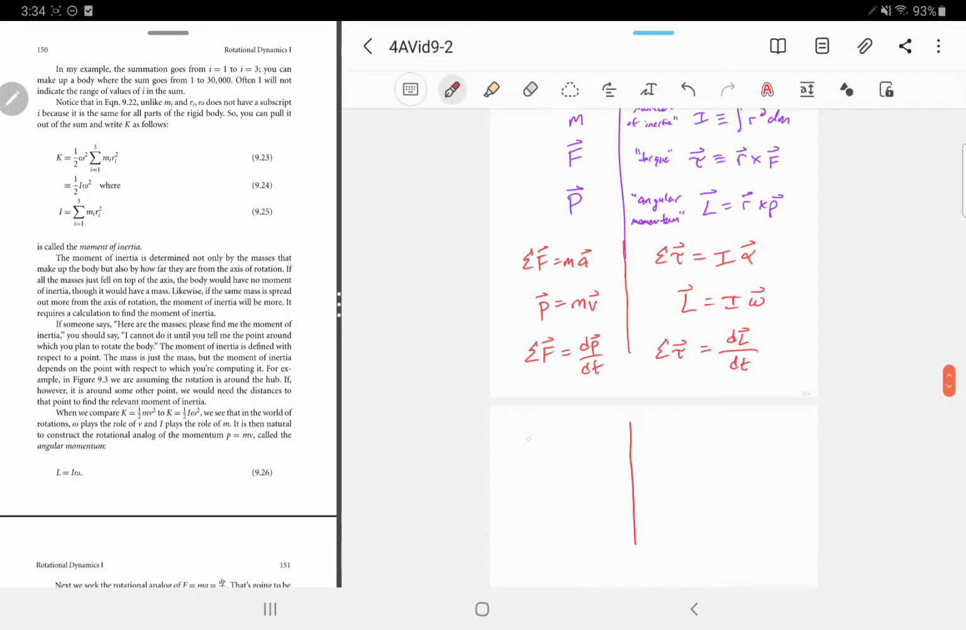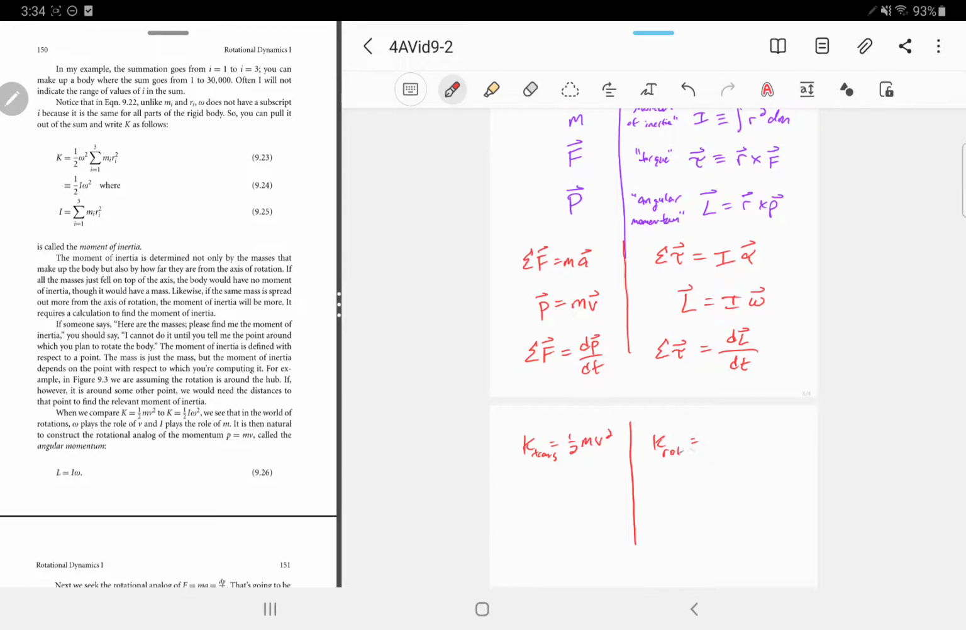Actually, let me add a few more things. Okay, so kinetic energy, translational kinetic energy. This one we've already written down: 1/2 m v squared. The rotational kinetic energy: energy is still energy, but we're labeling the types of energy here.